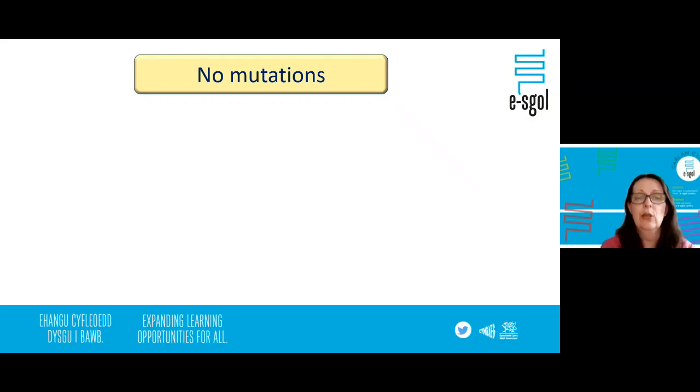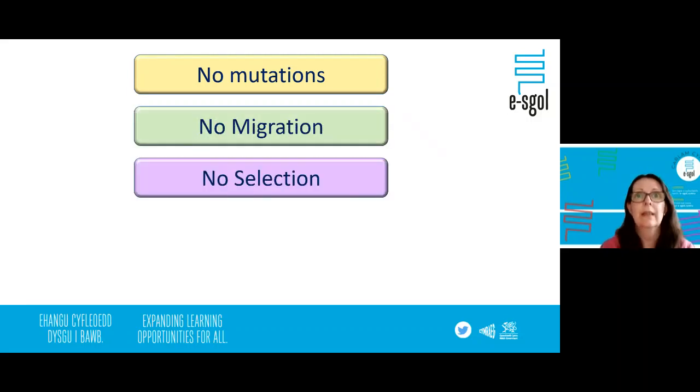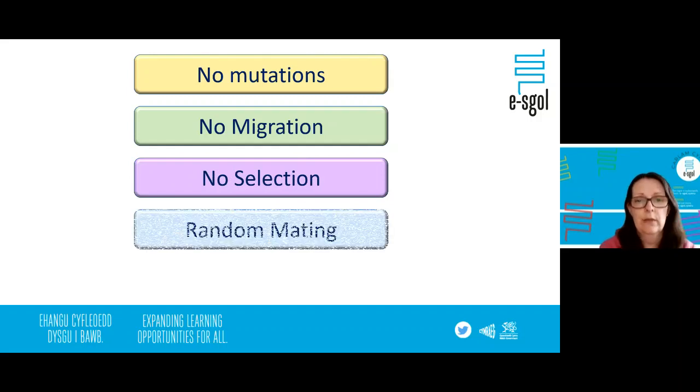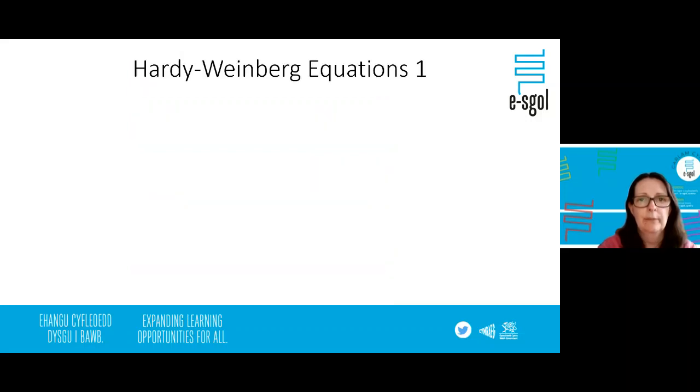And the basis of using the equation and the interpretation of the equation is this: that there are no mutations taking place, that no migration takes place, that no selection takes place other than natural selection, that mating is random, and that there is a large population. So if you have any questions to do with the Hardy-Weinberg, make sure that you refer to these five areas and make a note of this, so that you are familiar with what you need to bear in mind when you are interpreting any statistical information.